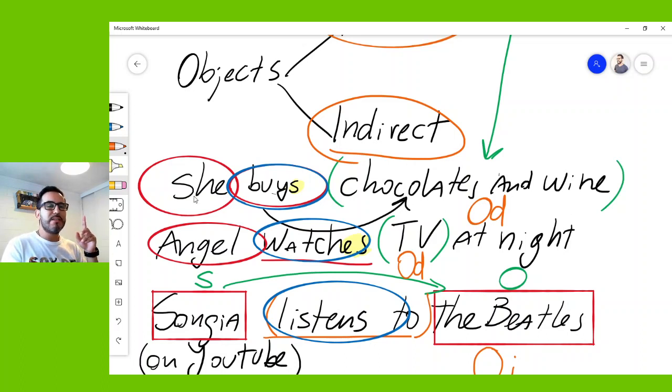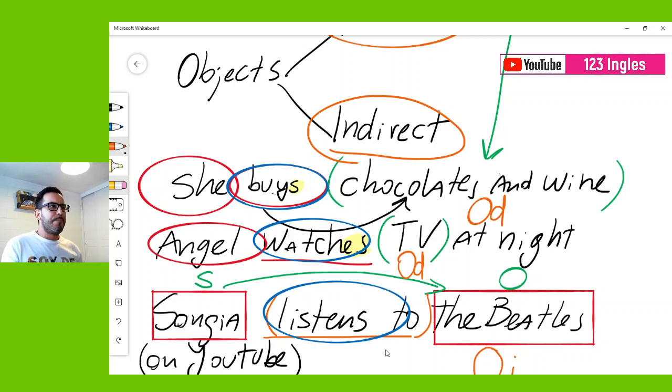So she is the subject, buys is the verb, the action, chocolates and wine are the object. The direct object. They are the direct object. Why? Because they are affected by the verb. She, someone, does something. She buys, that's the action. She buys chocolates and wine.